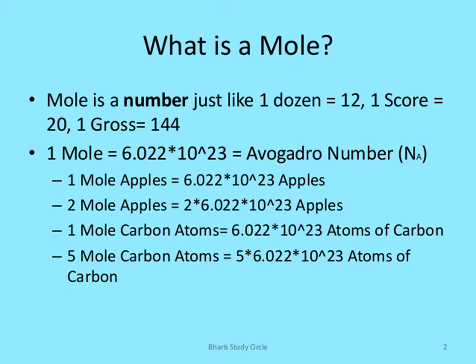1 mole is 6.022 into 10 to the power 23, and that is also called Avogadro's number. So 1 mole of apples is the same number; for 2 moles of apples, we have to multiply it by 2. Similarly, 1 mole of carbon atoms is the same number, 6.022 into 10 to the power 23 atoms. But for 5 moles of carbon, we have to multiply it by 5. Okay, so this was for your exam.